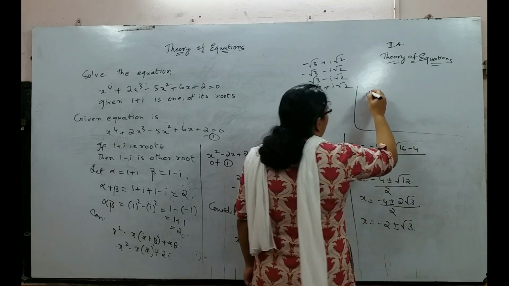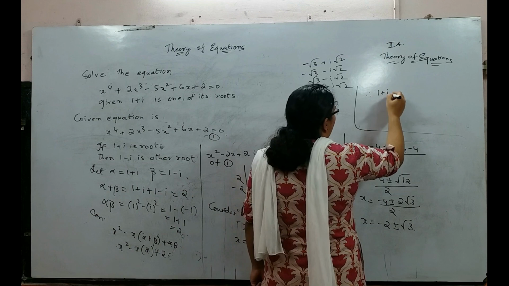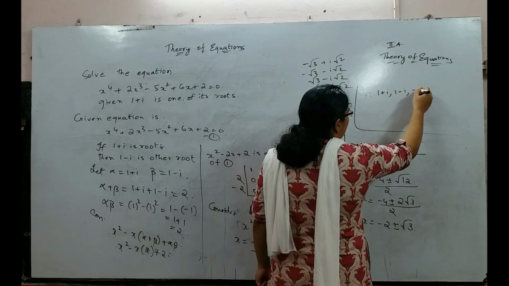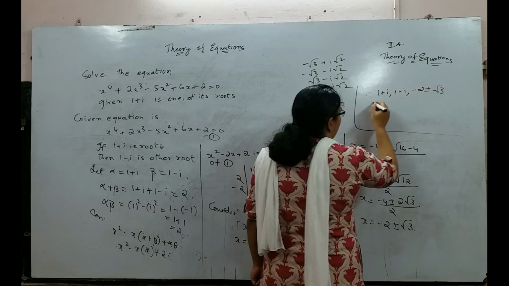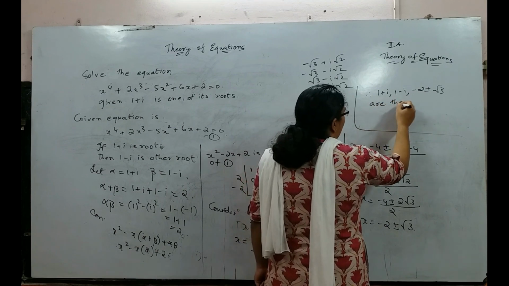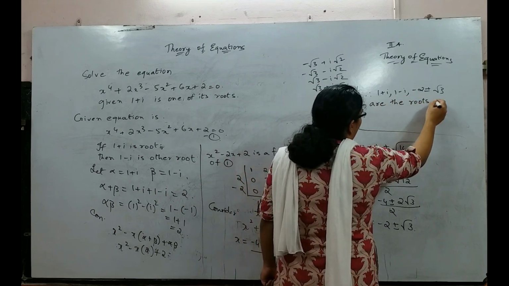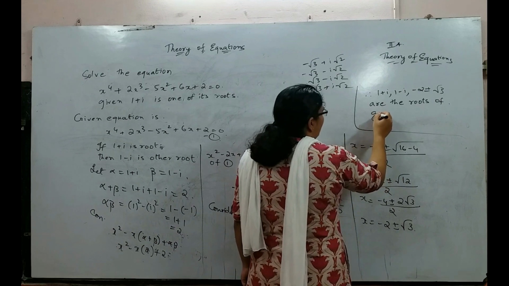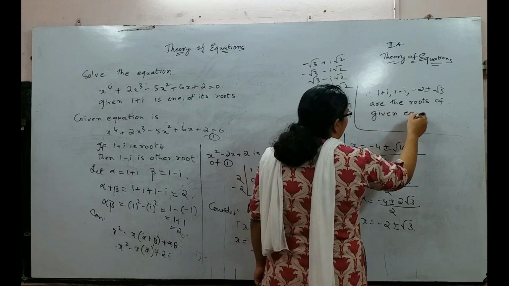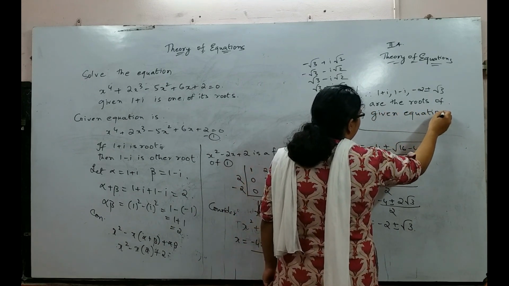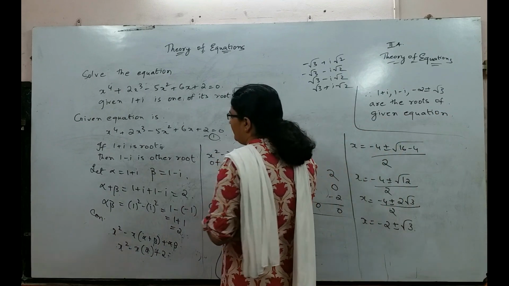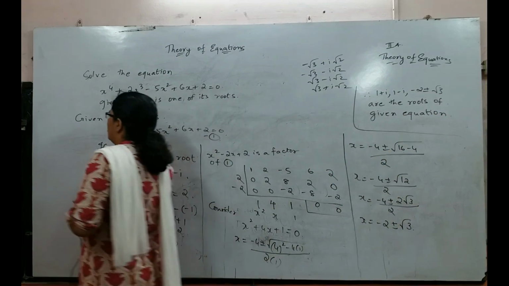So therefore 1 plus i, 1 minus i, minus 2 plus or minus root 3 are the roots of the given equation. We shall discuss the next problem.